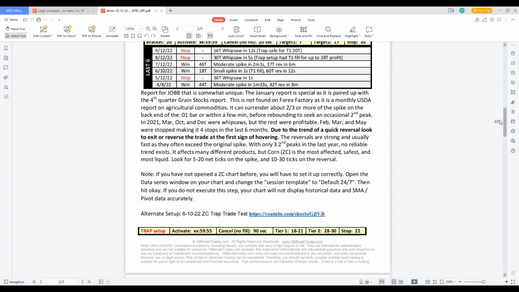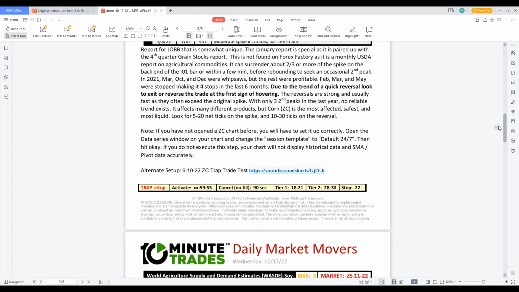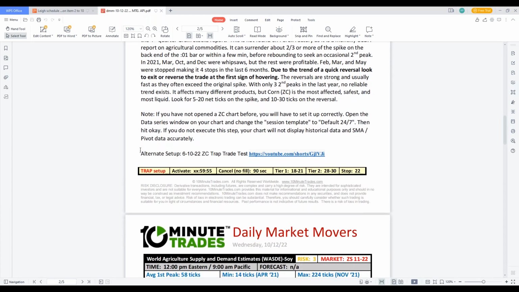But look, you scroll down, you're reading and you're looking at the DMM and all of a sudden, what the heck is this? An alternate setup, okay? Normally, it's not always, and I know that's hard to deal with, but very often, if there's an alternate setup, it's a good setup. I would not put it on the DMM as an alternate setup if it wasn't something special. It's always a good idea.